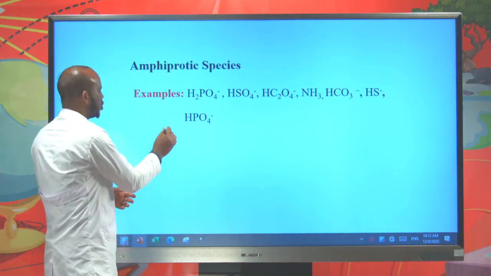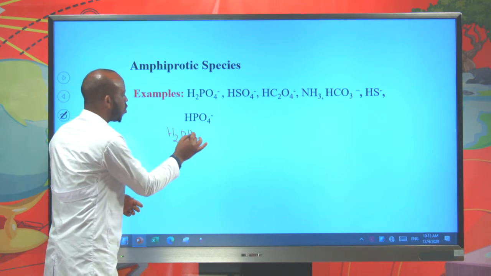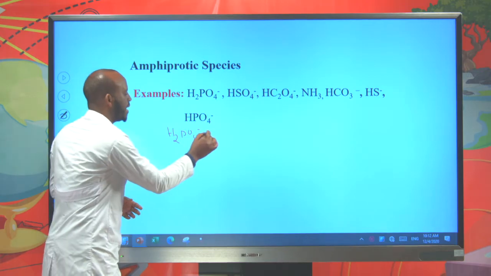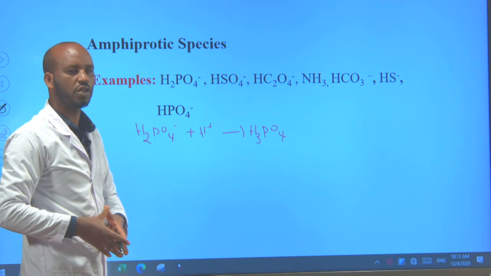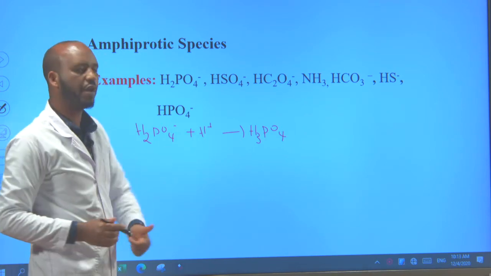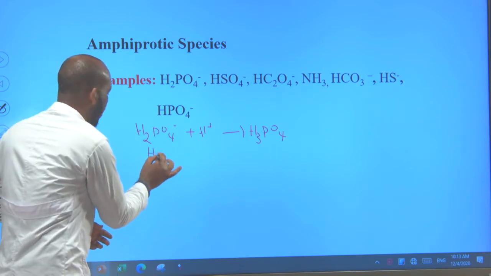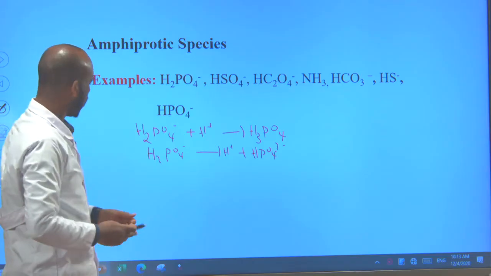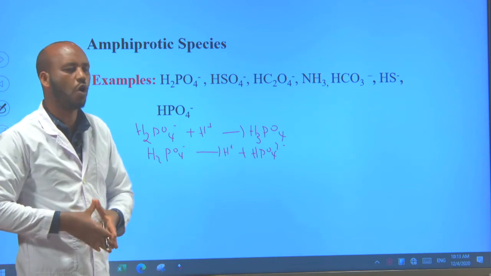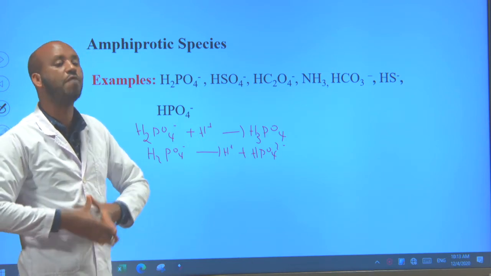Dihydrogen phosphate, H2PO4 minus, can accept a proton, H plus, and form phosphoric acid, H3PO4. Dihydrogen phosphate can also lose a proton, give a proton to another substance. When it donates a proton, the resulting substances are H plus and HPO4 2 minus, you see? Therefore, H2PO4 minus acts as both an acid and a base, which is known as an amphiprotic species.